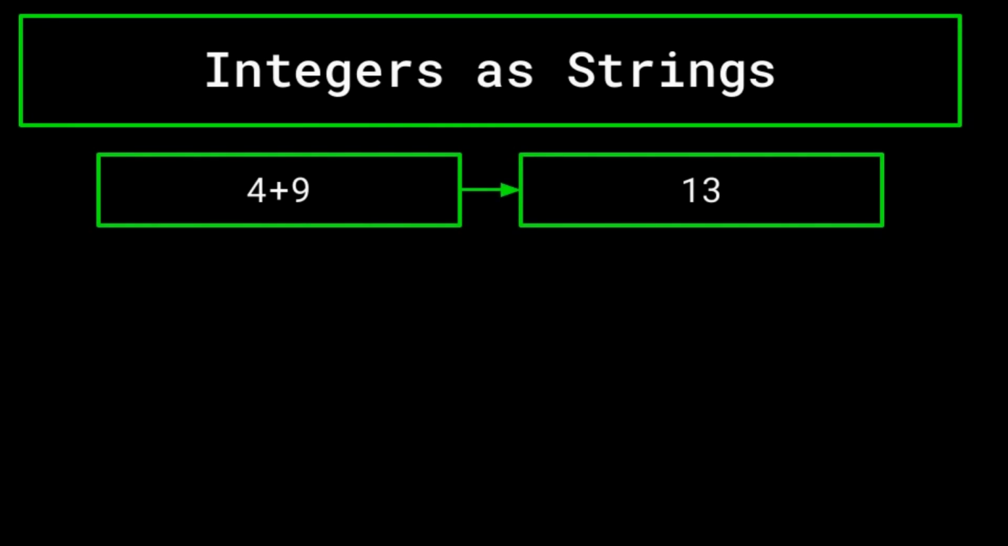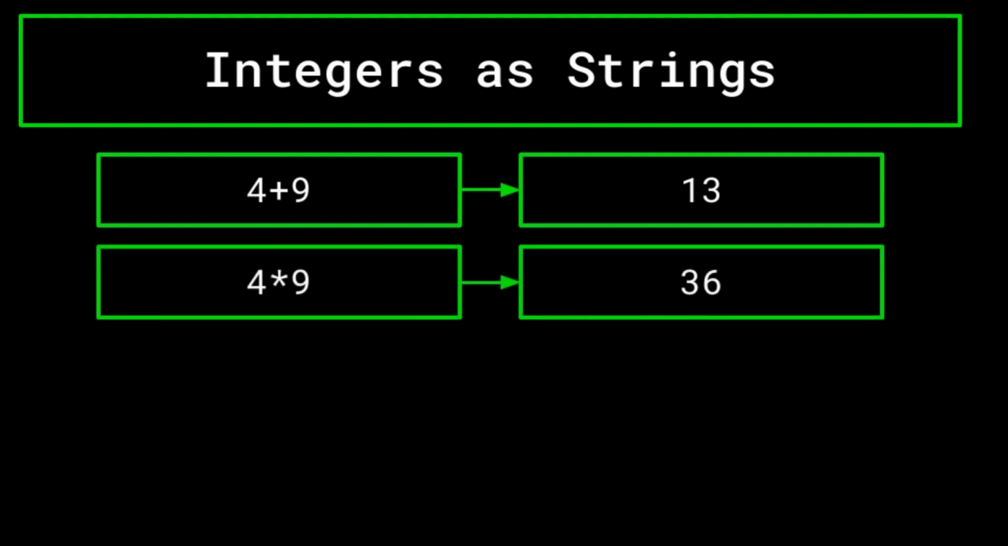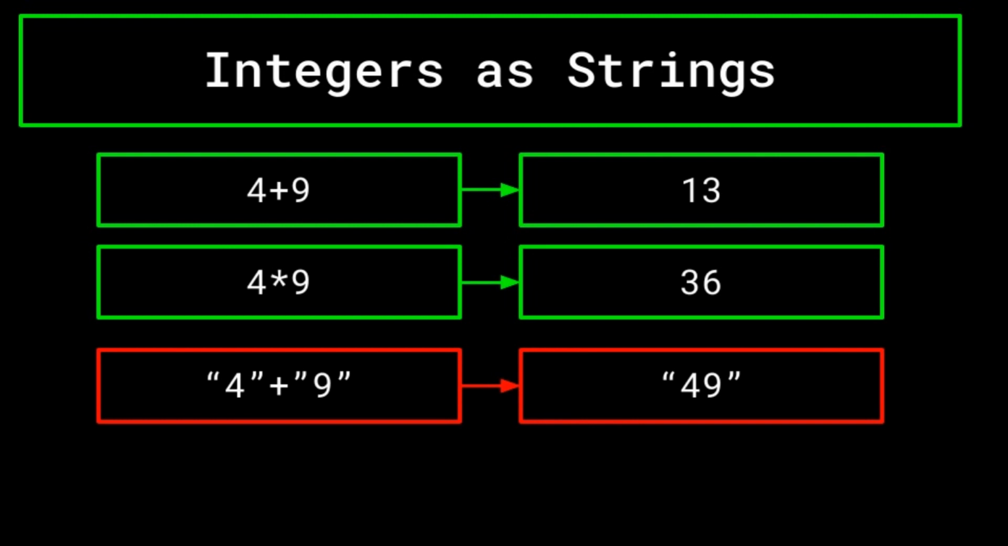Finally, I would like to touch once more upon the importance in the difference between integers stored as integer values and what appear to be integers but are really stored as string values. When you write 4 + 9, you would probably expect 13 to be the result, and it will be. Additionally, 4 * 9 would be 36. However, "4" + "9", where each of 4 and 9 is a string, would give you the string "49".